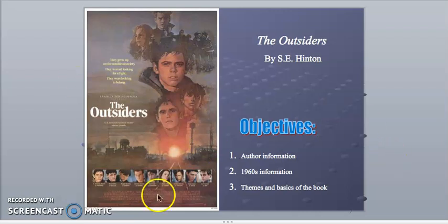So this image right here is the movie poster for The Outsiders. The movie is actually really fantastic. I think it's very much on par with the book. They did a really good job. They got some really fantastic actors. So I love the movie.